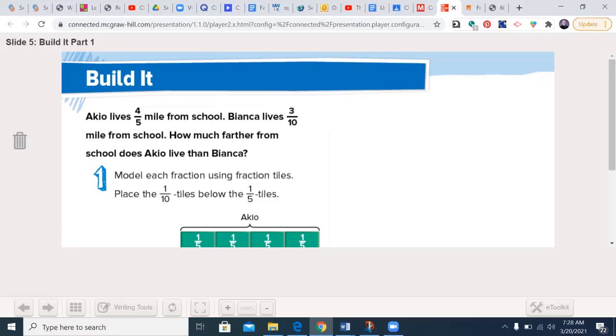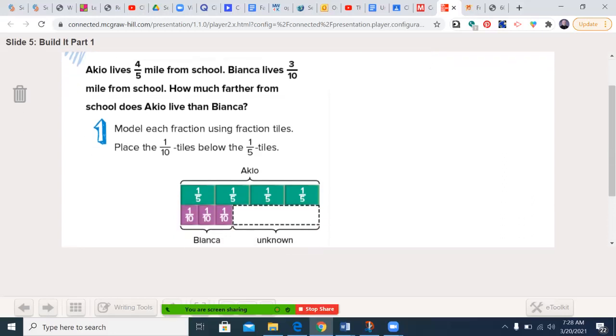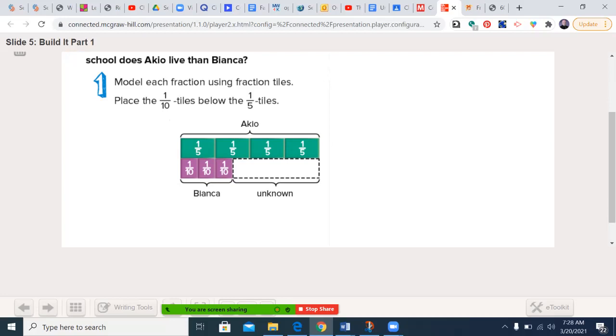So with page 645, we have Akio lives 4/5 of a mile from school. Bianca lives 3/10 of a mile from school. How much farther from school does Akio live than Bianca? Model each fraction using fraction tiles. We'll place the 1/10 tiles below the 1/5 tiles. So what are we subtracting here? We are subtracting 4/5 minus 3/10. And we need to figure out this part.